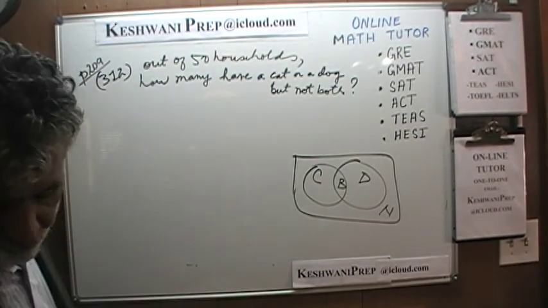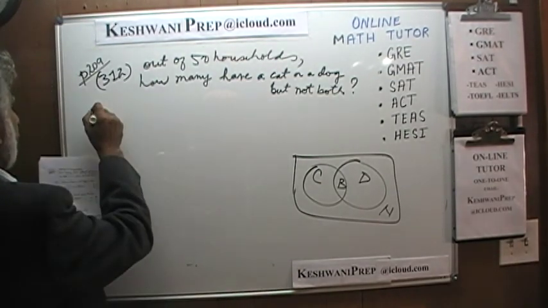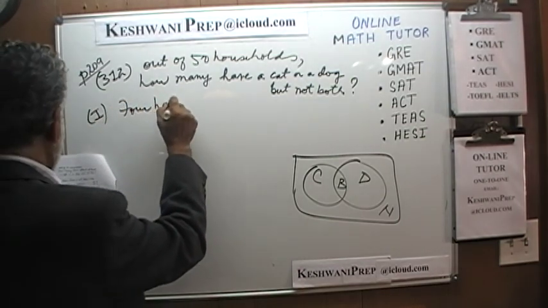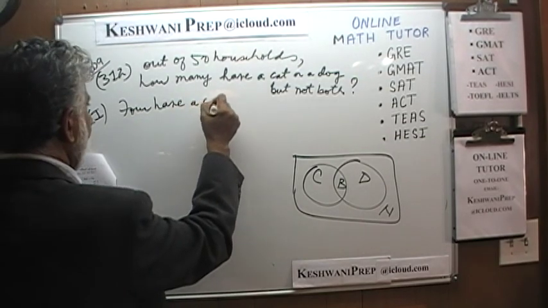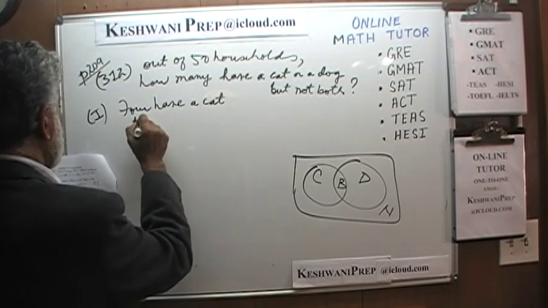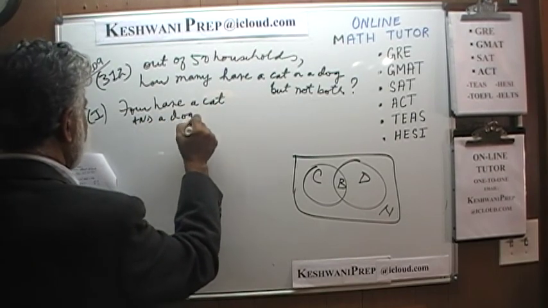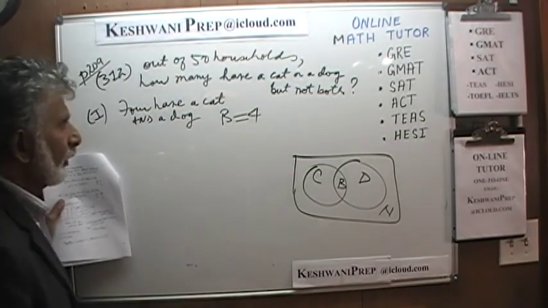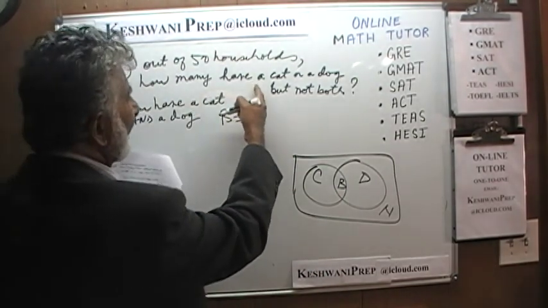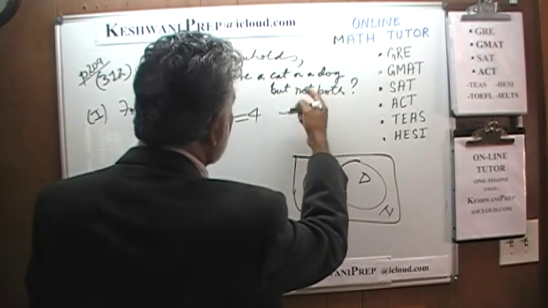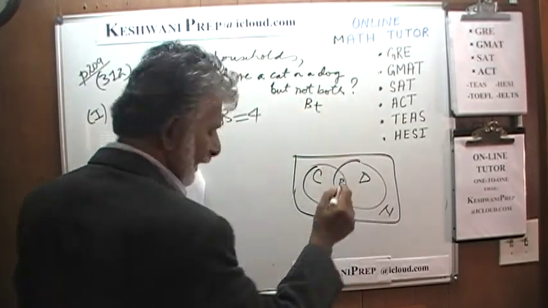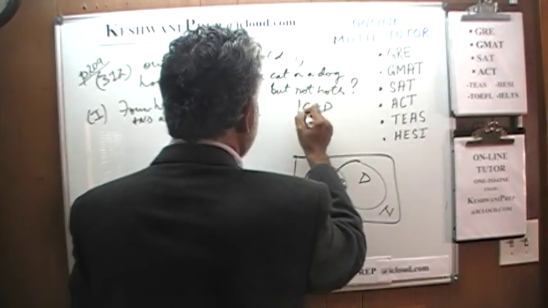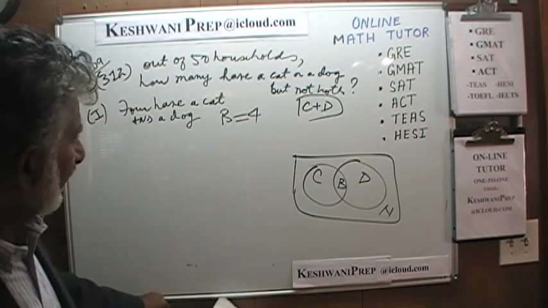It's important that we set it up before we dive into it. It says four have a cat and a dog. Oh, what do you know? Four of them have a cat and a dog. So now we know that B equals four. But the question is, how many of them have a cat or a dog, but not both? So what we're looking for here is C plus D. C plus D is what we're looking for here.